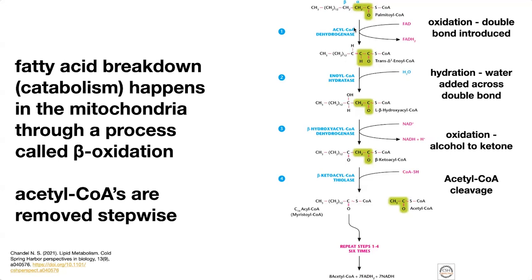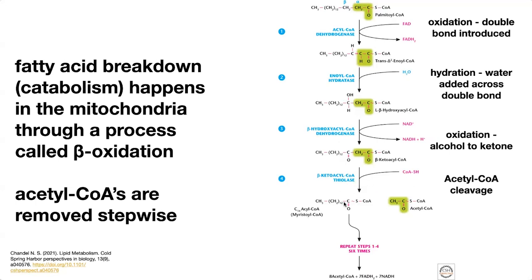How this breakdown goes is that basically you're going to do this first oxidation to generate this alkene, this carbon-carbon double bond. Then what's going to happen is you're going to hydrate that. You're going to add water across the bond. You're going to then oxidize that alcohol group to a ketone. And then you're going to cleave it off.